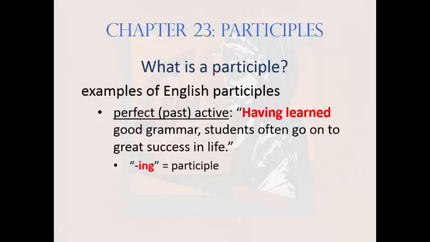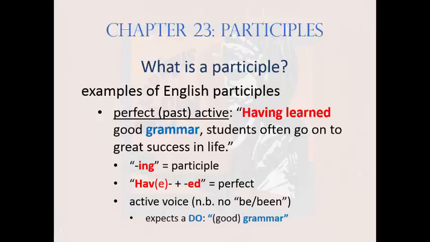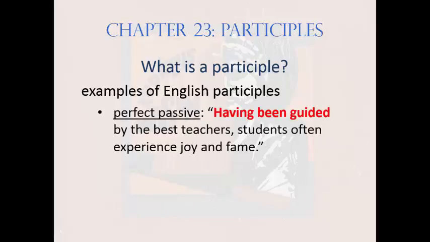The ing in the verb form having learned shows it's a participle, and the have plus ed shows it's past tense. The lack of any form of the verb to be is a sign the participle is not passive but active, and thus it expects a direct object. Here, good grammar. Just like present participles, perfect participles can be passive, as in, having been guided by the best teachers, students often experience joy and fame.